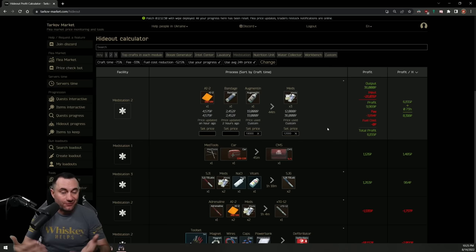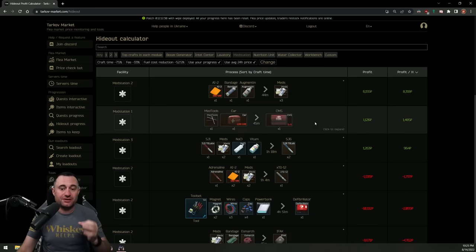Get your AI2s for 45, 4600, your bandages for about 2400, and then sell your pile of meds for at least 12,000. This is going to net you over 8K an hour, and a lot more if you start pushing your pile of meds higher. Sometimes you can get lucky and get 13 or even pushing 14,000. You just kind of have to keep an eye on it.